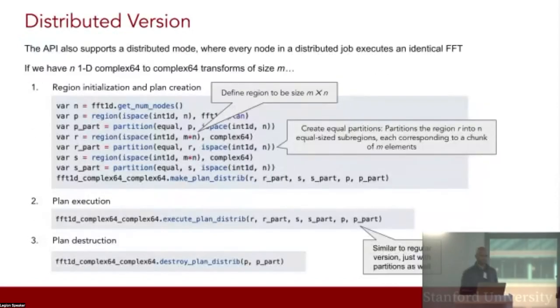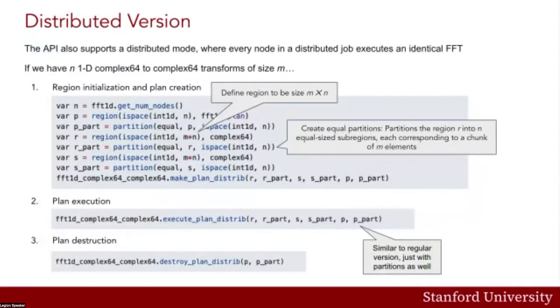And so we also have version 1 of a distributed version where each node in the distributed job executes an identical FFT. If we have n 1D complex 64 to complex 64 transforms, each of size m, then we can define each region to be size m times n.